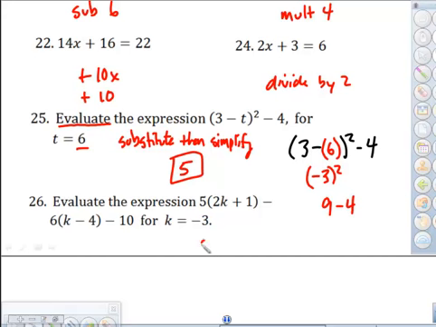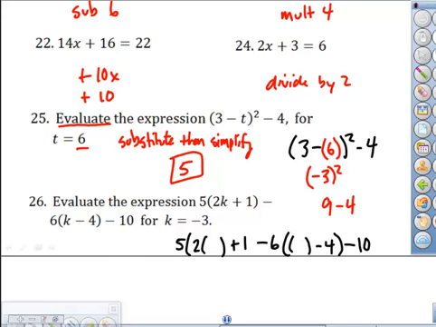Okay? Same story, just different characters here. So we have 5 times 2k. Oops, hold on, let me change that up. I'll do it in black here. So 5 times 2, and then we'll leave a little space because we're going to put in a negative 3 here. Plus 1 minus 6, and then we'll put in a little space right here, and then minus 4, and then minus 10. So everywhere I see this little space, I'm going to put this negative 3, and then simplify.